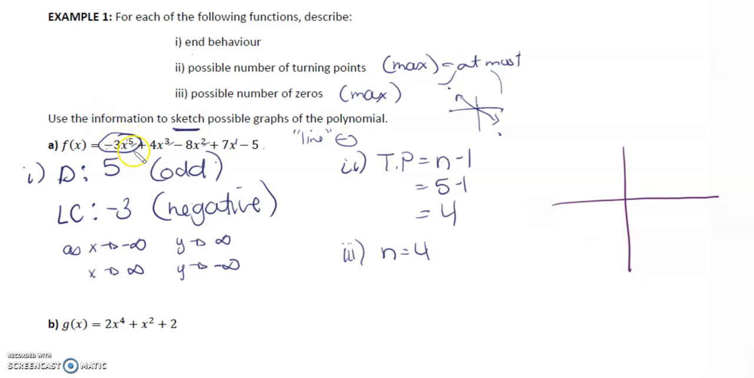So since it's degree 5 and it starts in quadrant 2, we're going to zigzag 5 times. 1, 2, 3, 4, 5. And this is automatically going to give us 1, 2, 3, 4 turning points. So that works. Oops, I put 4 for this. This is 5. Okay, and it's automatically going to give us 1, 2, 3, 4, 5 x-intercepts.